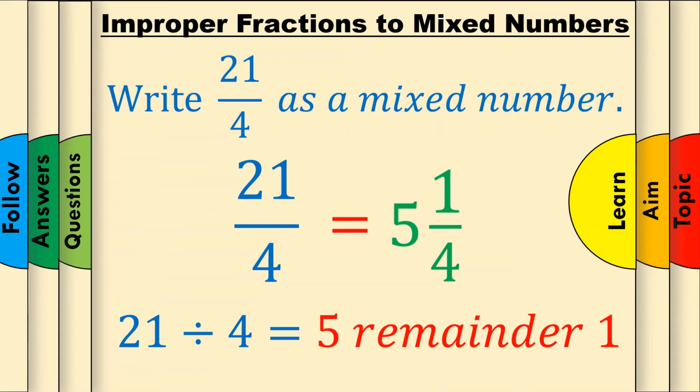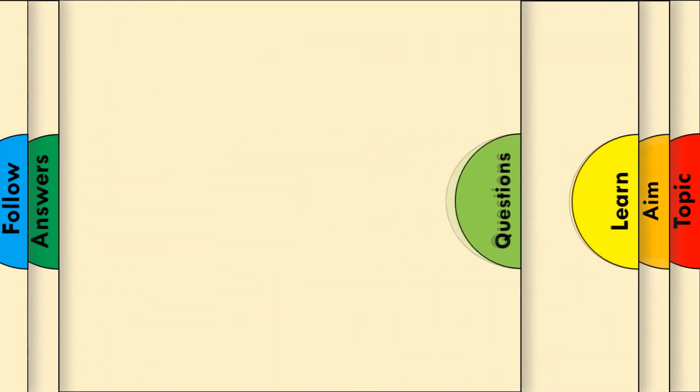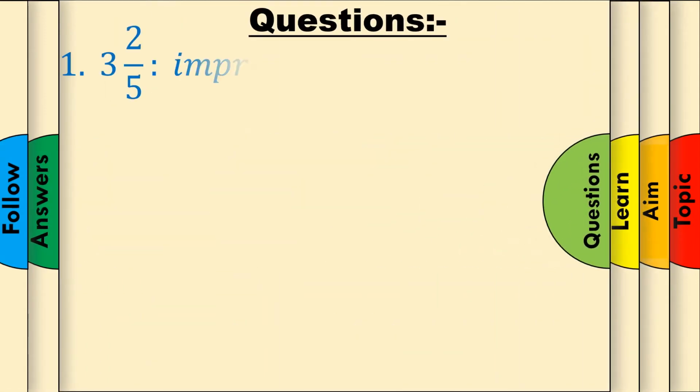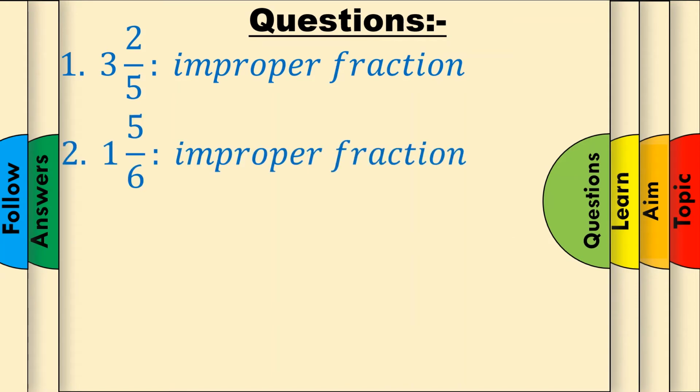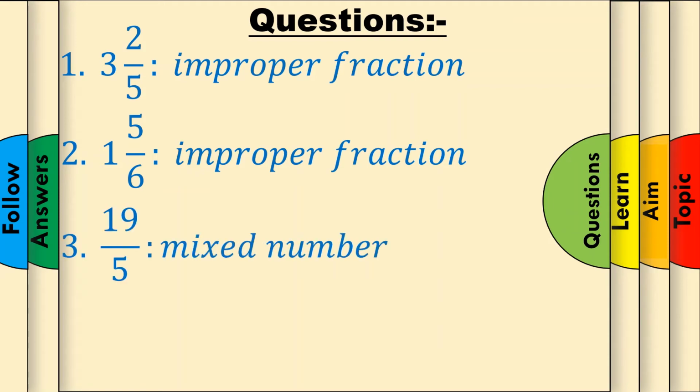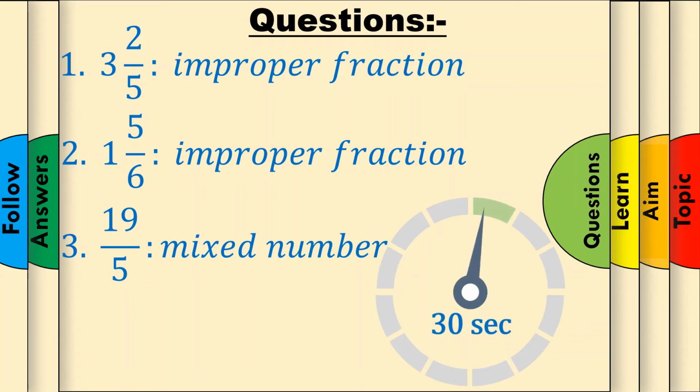Great work! On to some questions. Question 1. Write 3 and 2 over 5 as an improper fraction. Question 2. Write 1 and 5 over 6 as an improper fraction. Question 3. Write 19 over 5 as a mixed number. If you're up for a challenge, try answering them in 30 seconds. Or if you want some time to mull it over, pause the video. Your 30 seconds starts now.